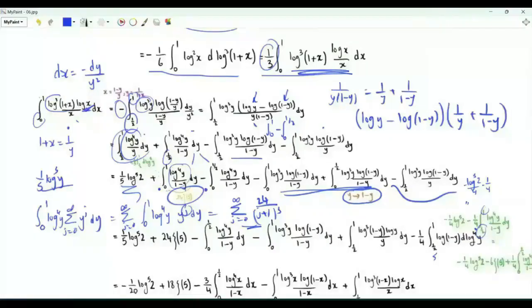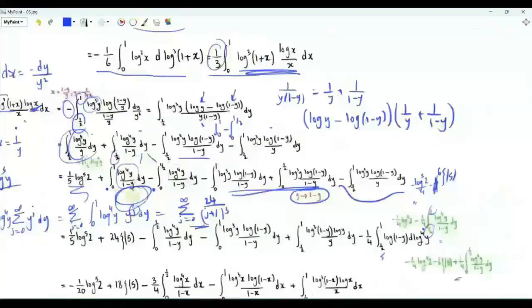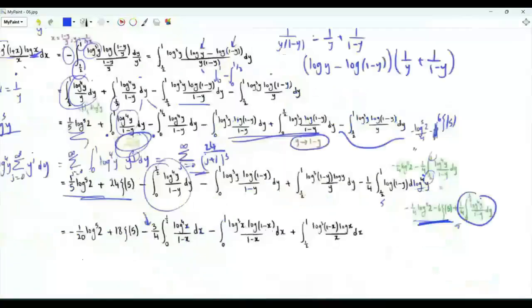The integral from 0 to 1, we have just obtained it. It is equal to 24 zeta of 5. So we have here 6 zeta of 5. Then we have plus 1 over 4, integral y from 0 to 1/2 of log y to the power 4 over 1 minus y. This integral can be combined with this one as minus 3 over 4 times the integral. We can also combine these two terms with these two.